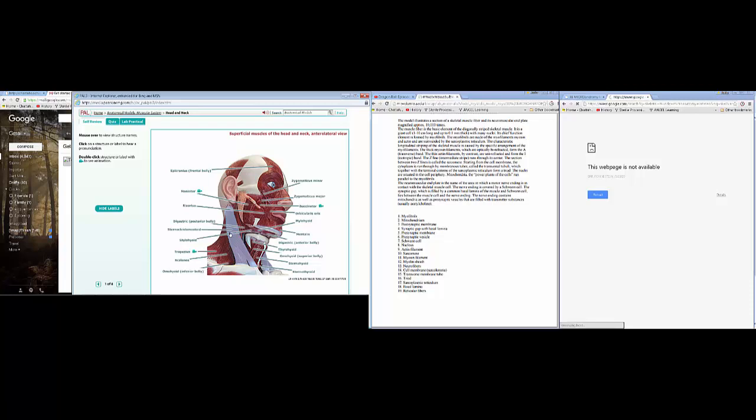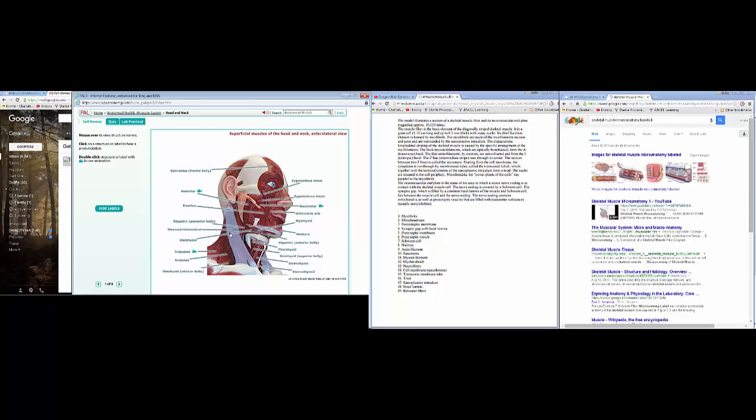Now the next thing we're going to talk about is the sternocleidomastoid. The action of your sternocleidomastoid is that it abducts, rotates, and flexes the head. Again, the action of the sternocleidomastoid is that it abducts, rotates, and flexes the head.